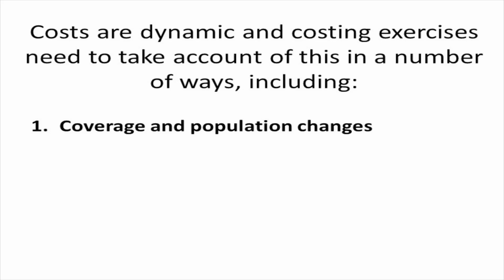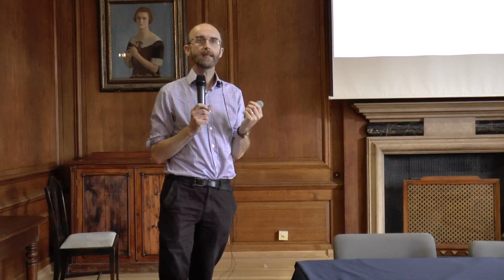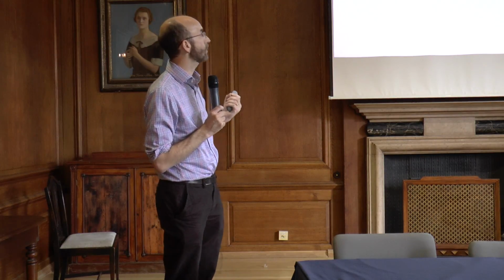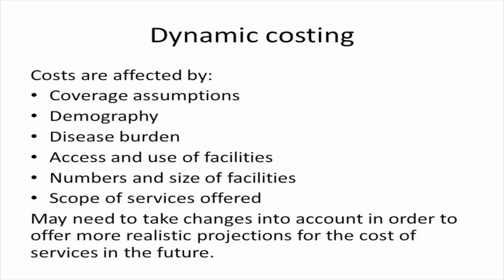So the first aspect of the dynamism, I can't say it today, the dynamism that needs to go into costing studies is incorporating the ability within the costing to take account of changes in coverage and changes in the population. And the sort of things that we might want to incorporate into the costing are things like coverage assumptions. So as you change the scope of the package, as you extend the package to a larger proportion of the population, of course costs will change, but not necessarily in a linear way.